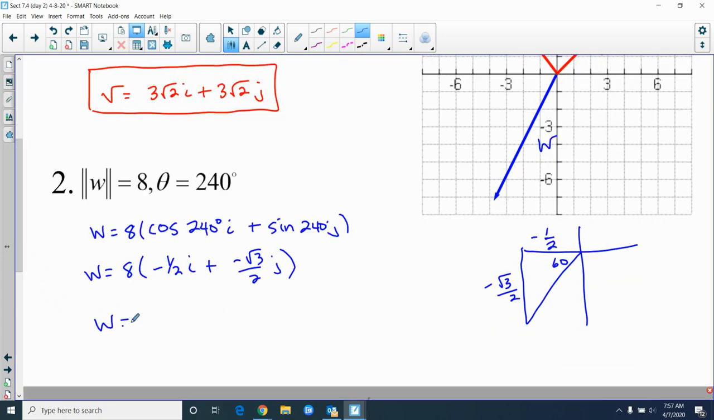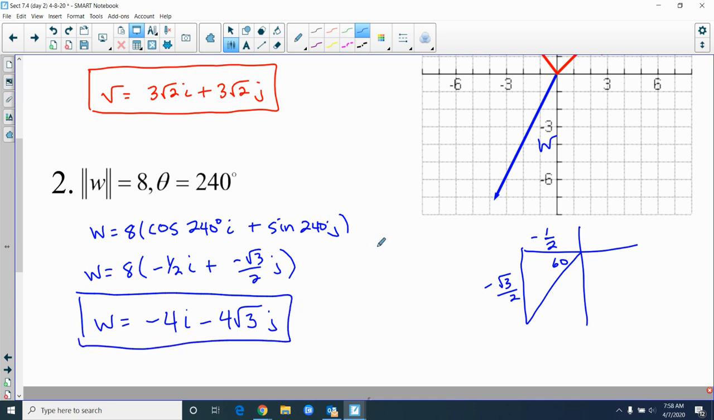W equals 8 times negative 1/2, which is negative 4i. This whole thing is going to be negative. Now, 8 times negative square root of 3 over 2, well, 2 will go into 8 4 times, which gives me minus 4 square root of 3 j. That will be your answer for that.